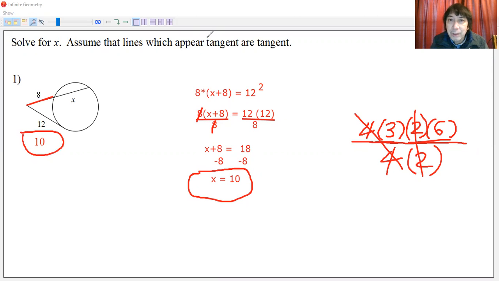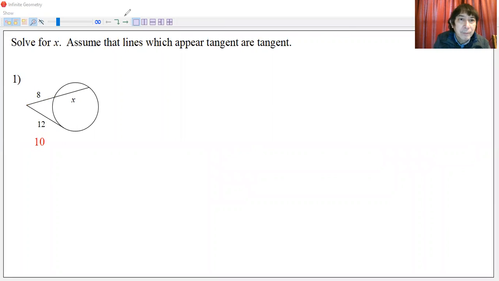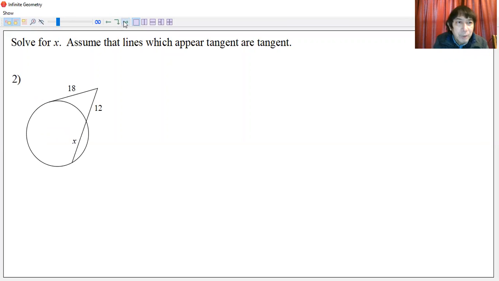So that goes to our first number. Let's continue with the next. Let us clear the screen and proceed to number 2. Here's number 2. Solve for x. Assume the lines which appear tangent are tangent. We can see from our diagram, this is a tangent here, intersecting the circle at one point. This other length is a secant, this one. That's a secant there.